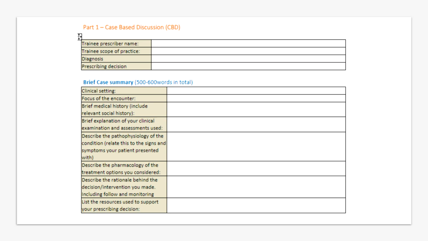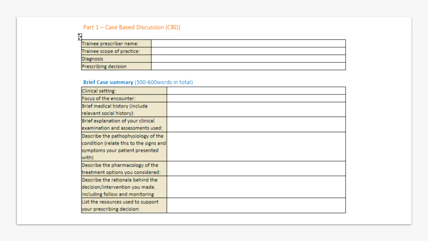It should also include the pathophysiology of the condition, and this should be related to the signs and symptoms that your patient presented with. If it's a patient with hypertension, they often don't present with signs and symptoms, although they can. So you should just talk about the pathophysiology of the condition and what happens in the body. So why does a patient present with high blood pressure? What mechanisms are going on in the body that's causing that?